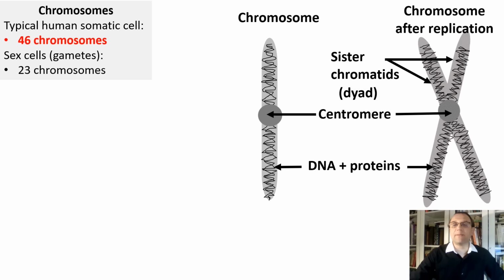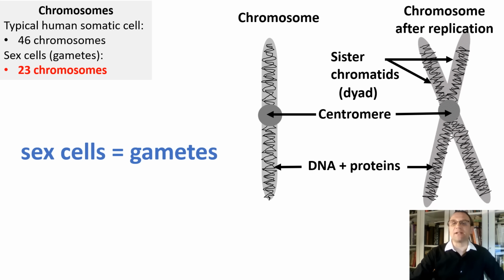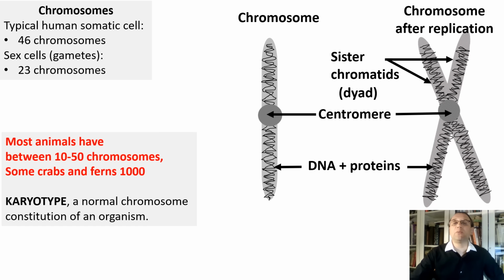A typical human somatic cell contains 46 chromosomes. And each of the human sex cells, gametes, contains 23 chromosomes. Thus, when two sex cells meet, a sperm cell and an egg cell, they form a new organism in which each somatic cell will contain 46 chromosomes. You got 23 chromosomes from your mother and 23 from your father. Most animals have between 10 to 50 chromosomes. Some crabs and ferns have up to 1,000 chromosomes.